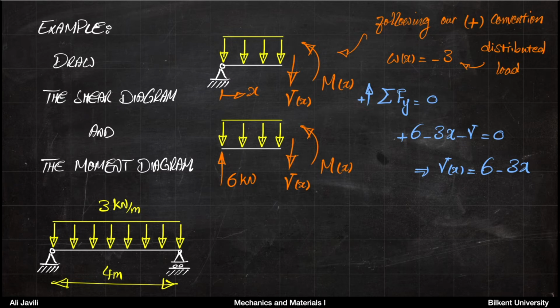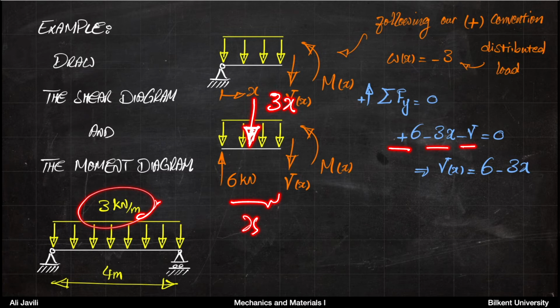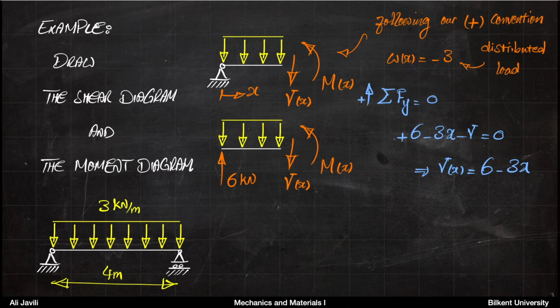Now you can write that. So you would have +6 minus 3x. So again, 3 would be just the distributed load. So the effective force would be 3 times x at a distance x, applied in the center, obviously. So you would have +6 minus 3x minus V equals 0. And if you just reorder the terms, then you get the distribution of the shear force that would be 6 minus 3x.